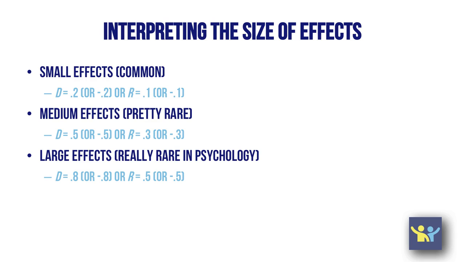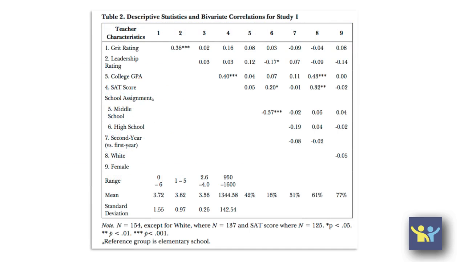So I know I'm throwing a lot of numerical values at you, so let's actually look at an example. Here's a table from the True Grit article. This table is showing the correlation, or a relationship-based test, where we looked at how grit was correlated with many other variables.